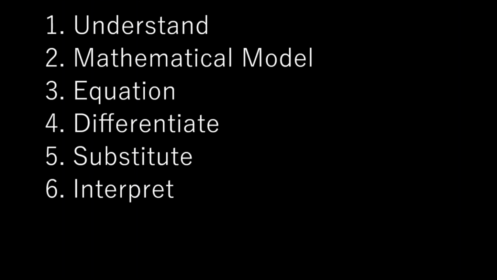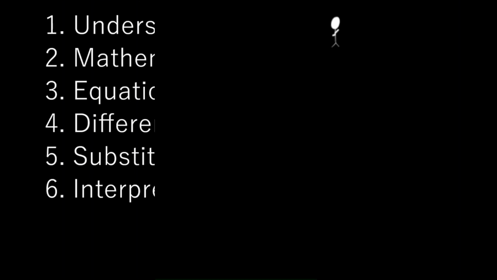And lastly, interpret the solution. Translate your mathematical results into the problem setting with appropriate units and decide whether the results make sense. For instance, if your person is running, they should not be running at a crazy speed such as 500 miles per hour. That is not humanly possible.